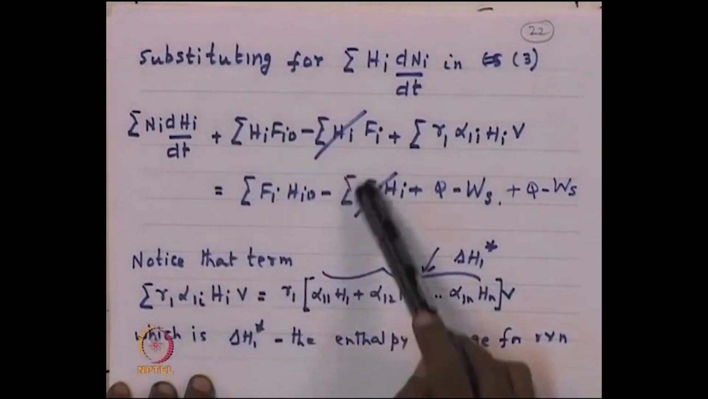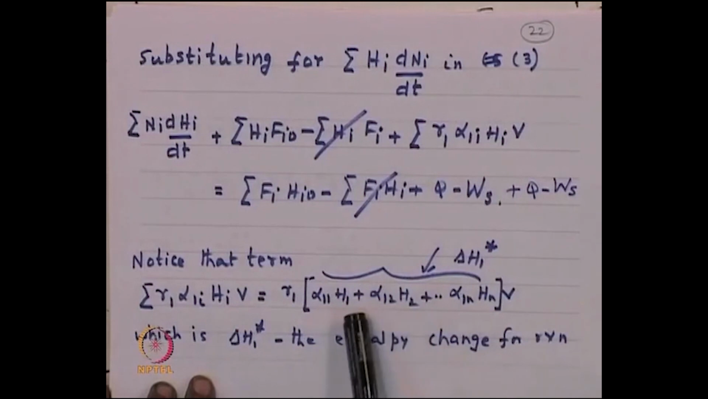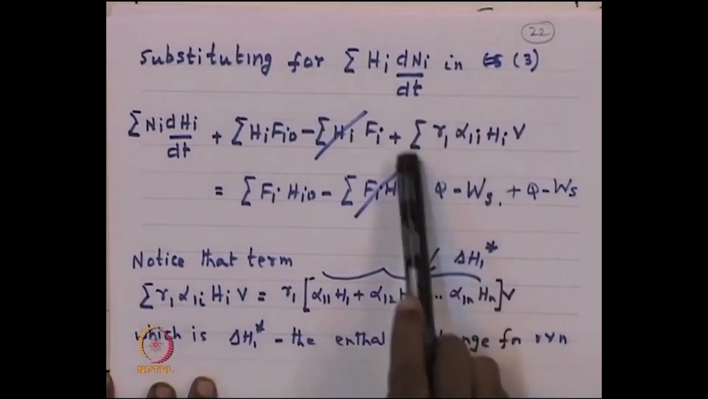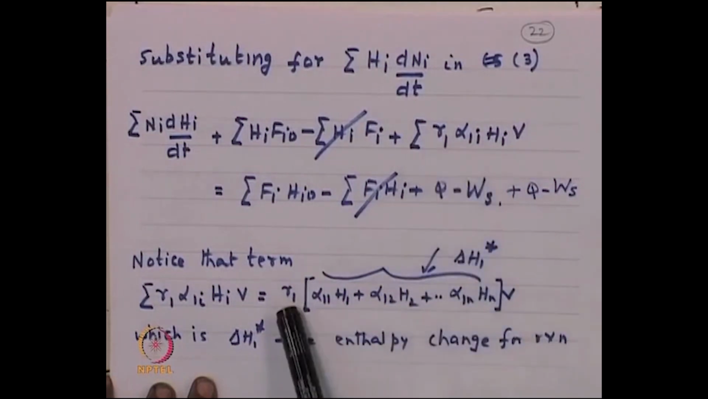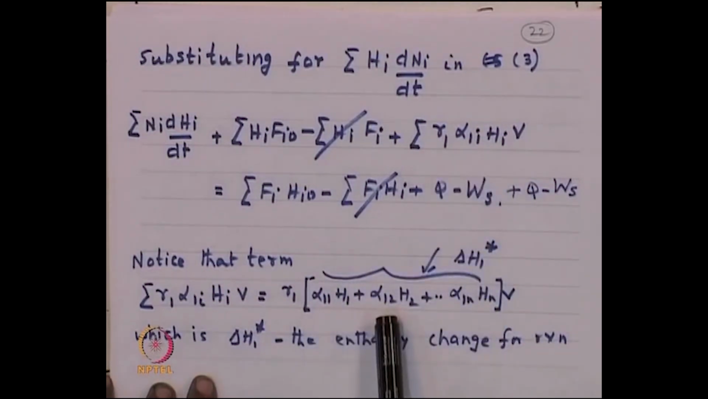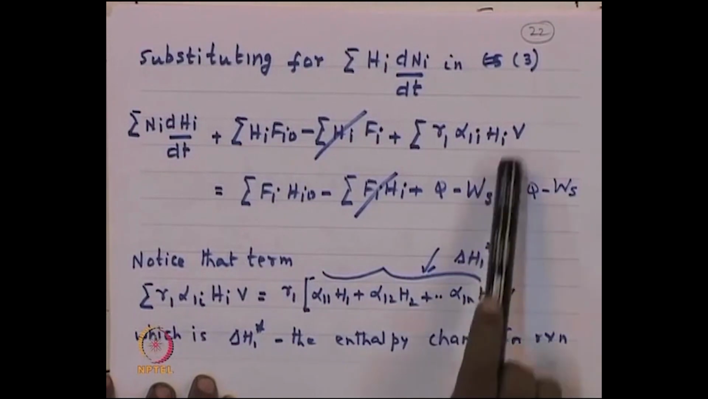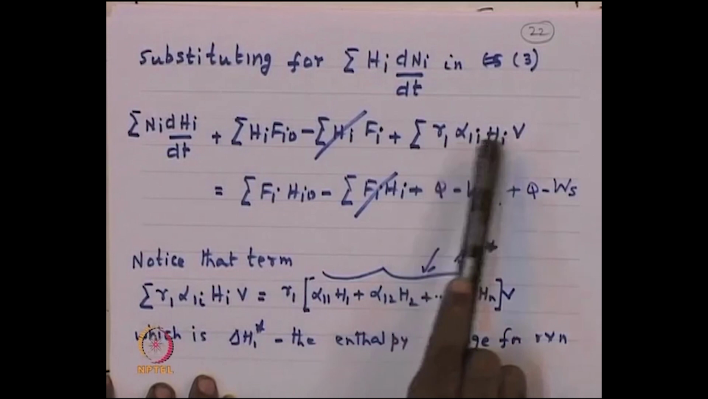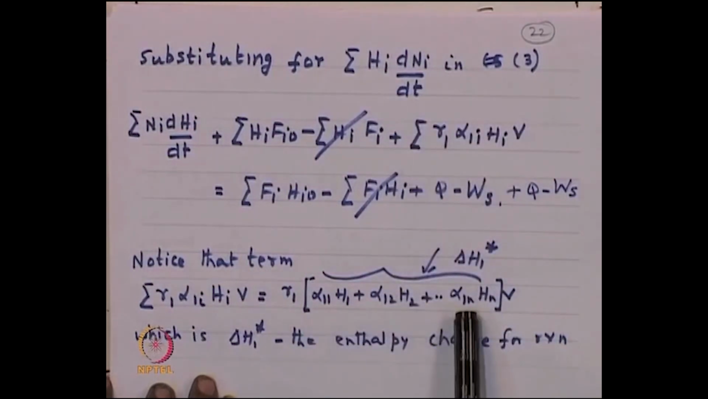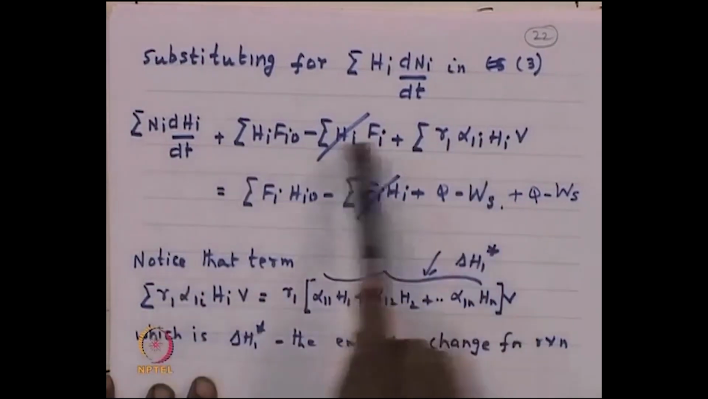You find some terms knock off, and we recognize that this term R1 times alpha 1 H1 is essentially R1 times alpha 11 H1 plus alpha 12 H2 times alpha H n, which means what? This is the enthalpy change for reaction 1. So, this term becomes the enthalpy change for reaction 1. Therefore, this whole term becomes N1.